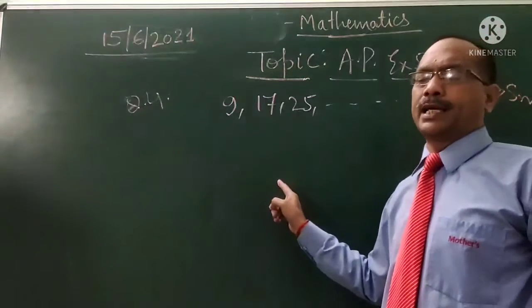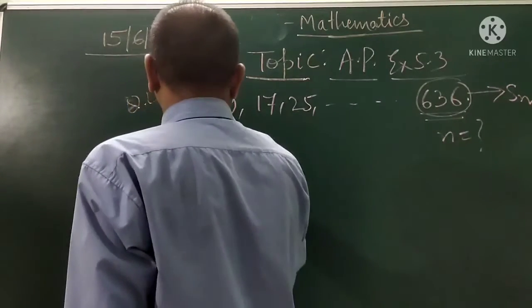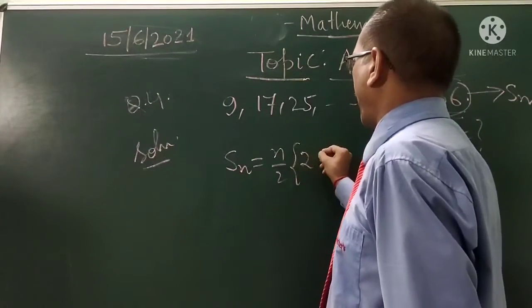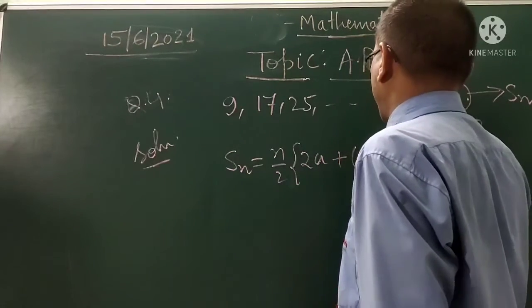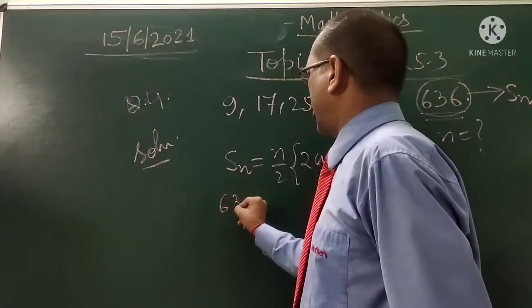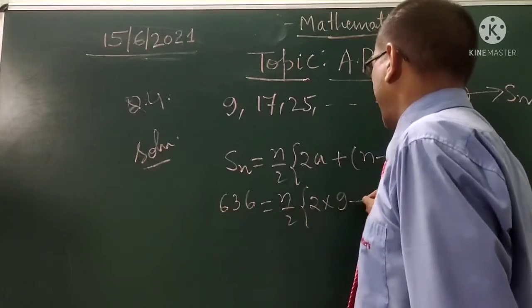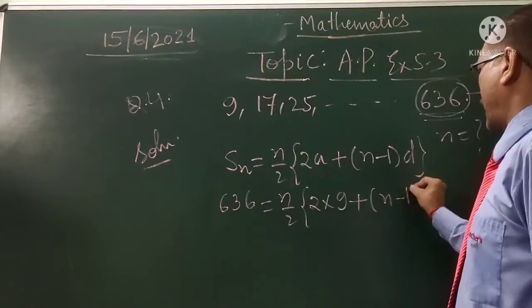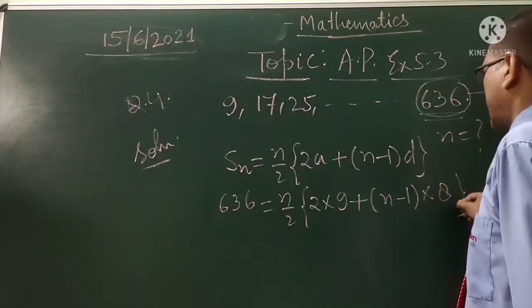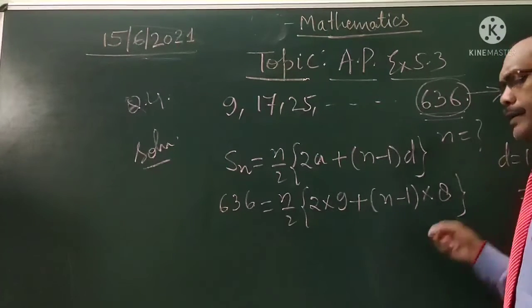Now, the formula for Sn. Sn equal to n by 2 into 2a plus n minus 1 into d. It is 636 equal to n by 2, 2 into a is 9, plus n minus 1 into d. Students, here d equal to 8. d equal to 17 minus 9, which is 8.